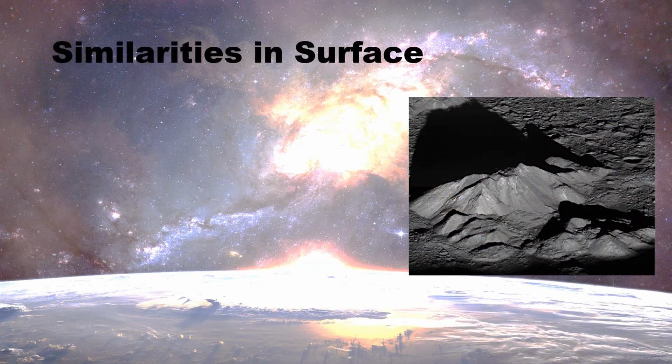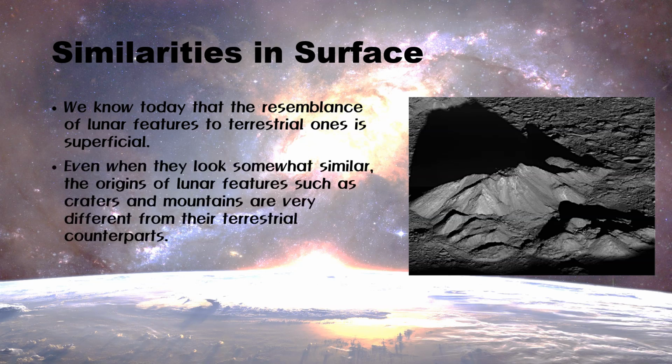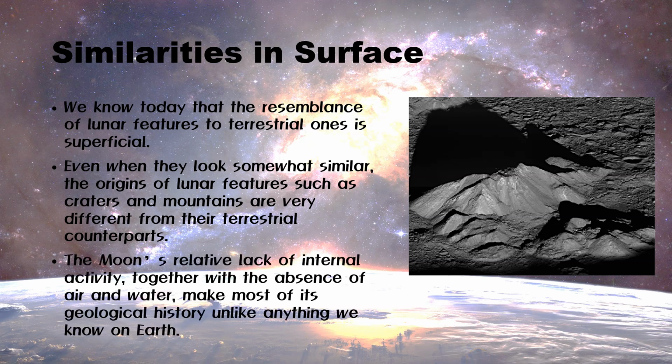So what are the similarities in the surface of the moon with what we already know about our own planet? Well, we know today that the resemblance of lunar features to the terrestrial ones on Earth is superficial at best. Even when they look somewhat similar, the origins of lunar features, such as craters and mountains, are very different from their terrestrial counterparts. The moon's relative lack of internal activity, together with the absence of air and water, make its geological history unlike anything we know on Earth.